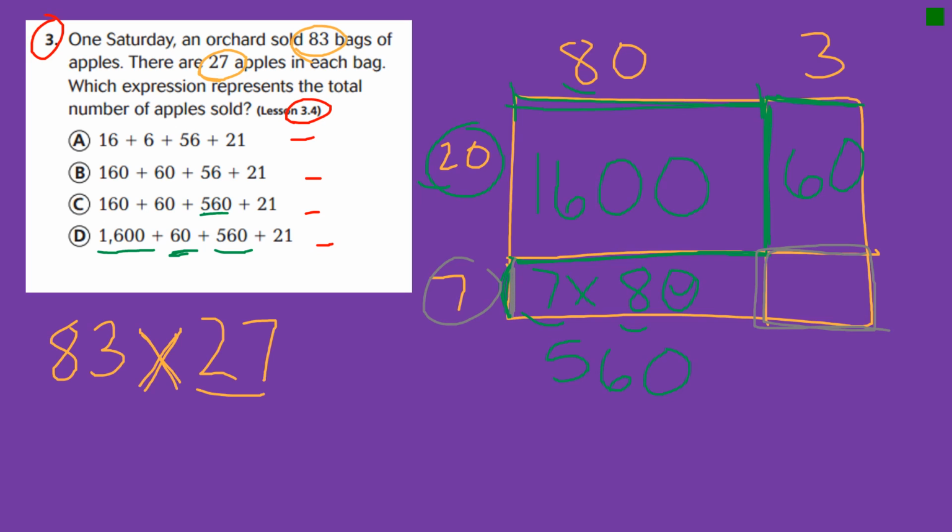7 is here. So 7 is here. 7 groups of that line is equal in length and parallel to that line. 21. Ding dong D. You are the winner. Those are the 4 partial products of 83 times 27.